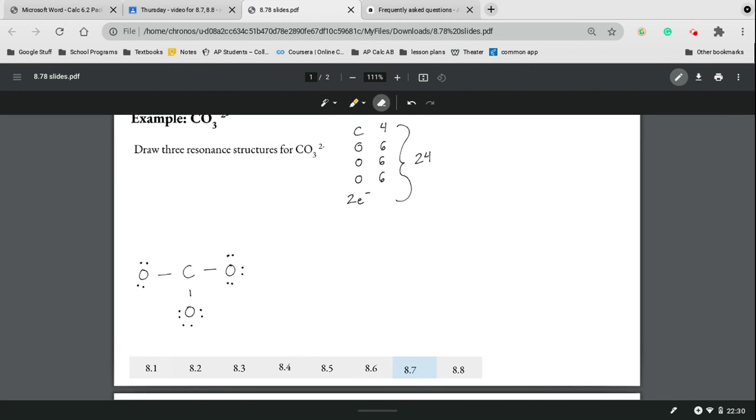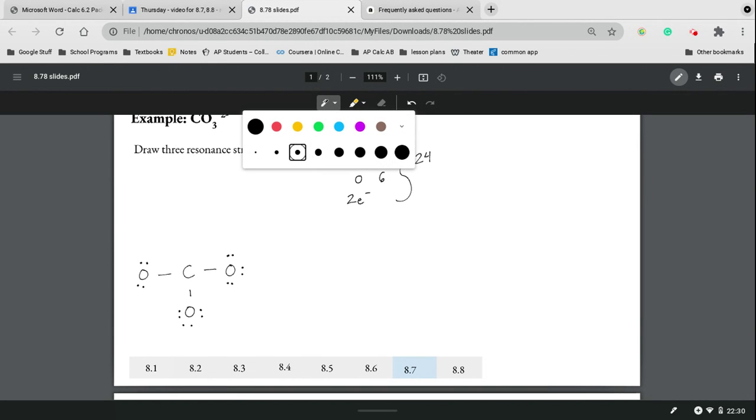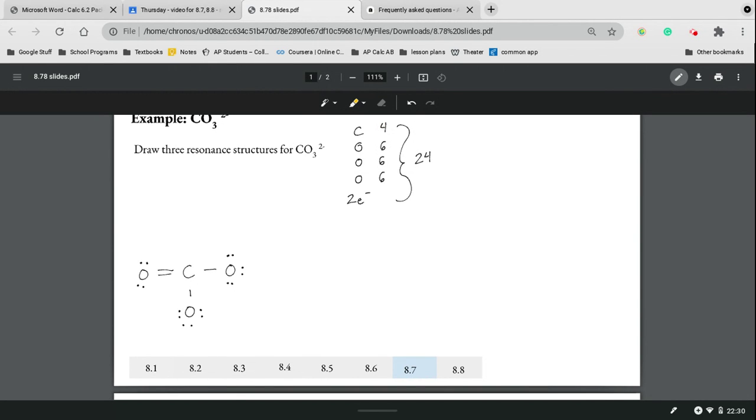So we'll take these 2 and form that double bond. We need to signify that this is an ion, 2 minus. Now, since we have essentially identical bonds aside from that double bond, this double bond could go here or it could go there. And so we're going to show that with these resonance structures.